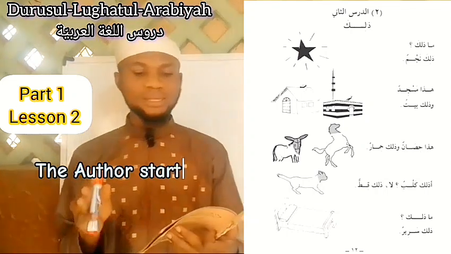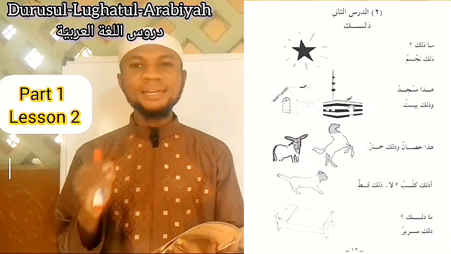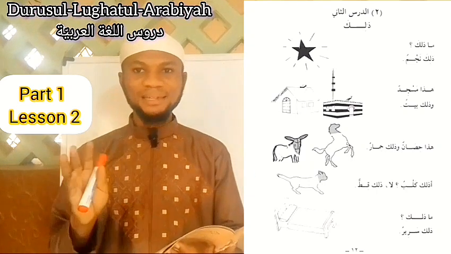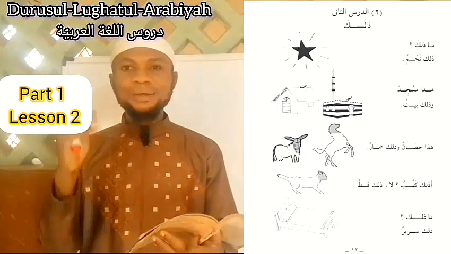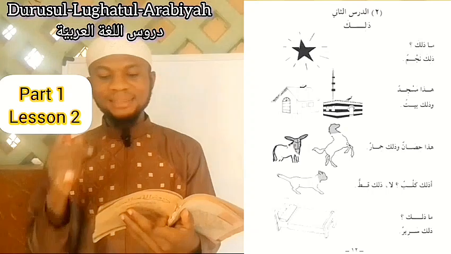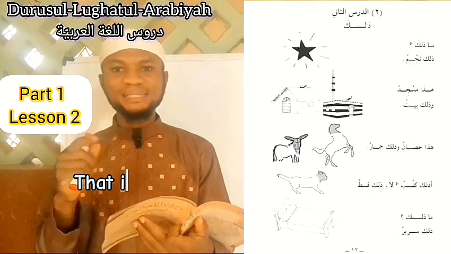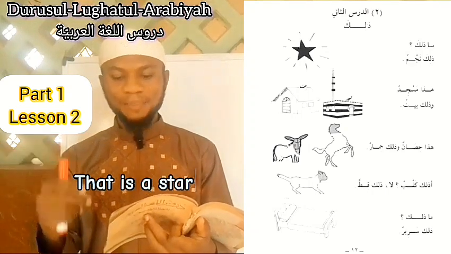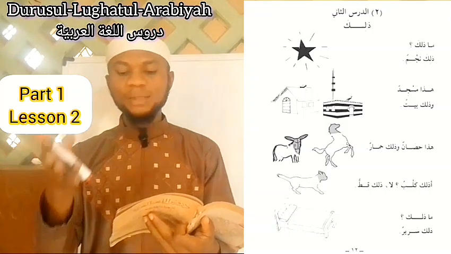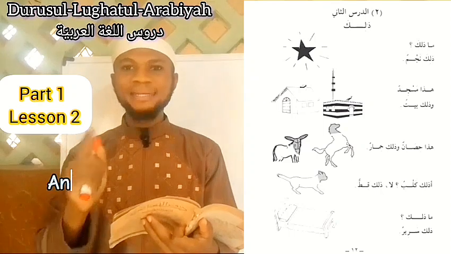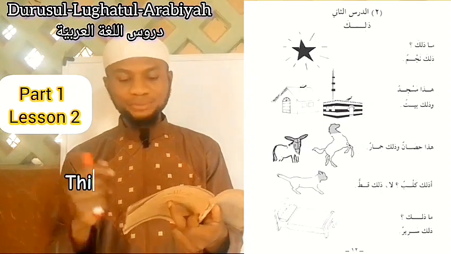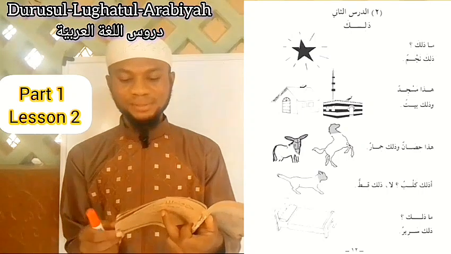Sheikh starts with dhalika. Dhalika in the Arabic language means that. Ma dhalika, what is that? Dhalika najm, that is a star. Hadha masjid, this is a mosque. Wa dhalika bayt, and that is a house. Hadha hisan, this is a horse.